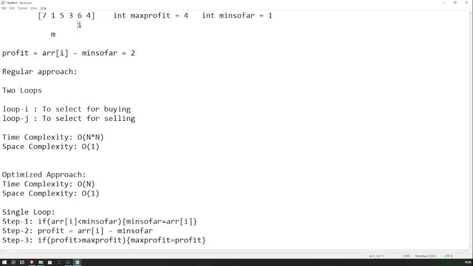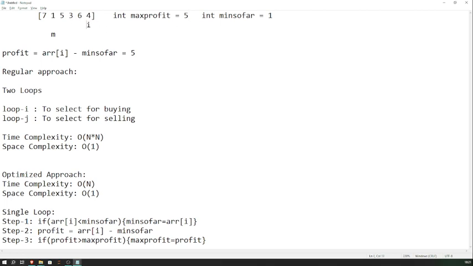I plus plus. So 6. Is 6 less than minimum so far? No, 6 is not less than minimum so far. So minimum so far remains 1. And profit is calculated as 6 minus 1, which becomes 5. Okay, so profit is updated, maximum profit becomes 5.